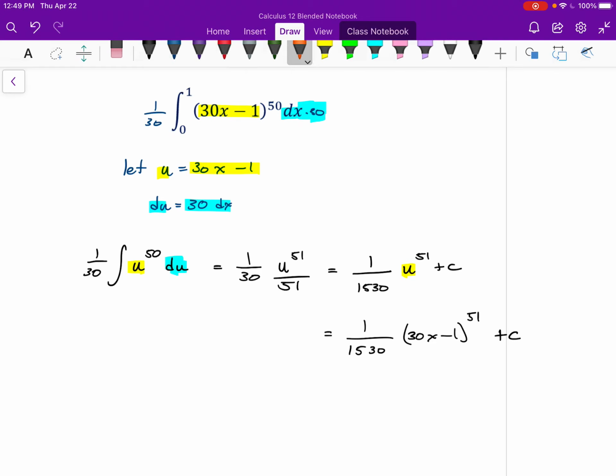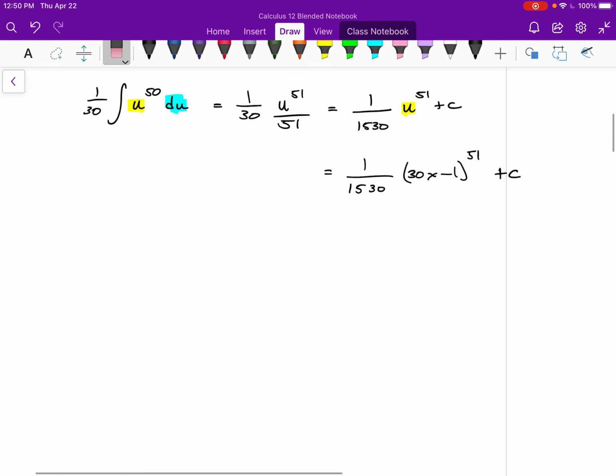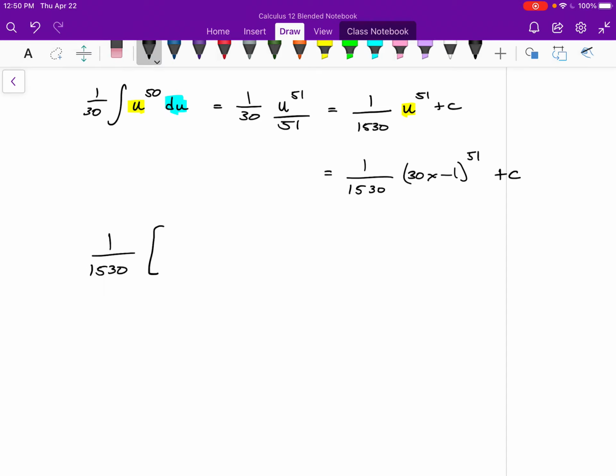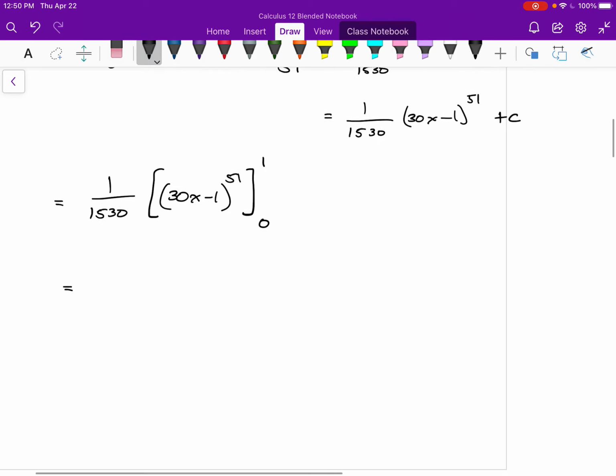And so at this point, I can just deal with this whole part right here from 0 to 1. Or what I'd actually rather do is keep that constant value of 1 over 1,530 out. I mean, it's just a constant. So I'm going to leave this in the front and then use this, 30x minus 1 to the power of 51, from 0 to 1. That's what I'm going to evaluate here. Okay, and so now it's a little bit messy here, but it's pretty much done.